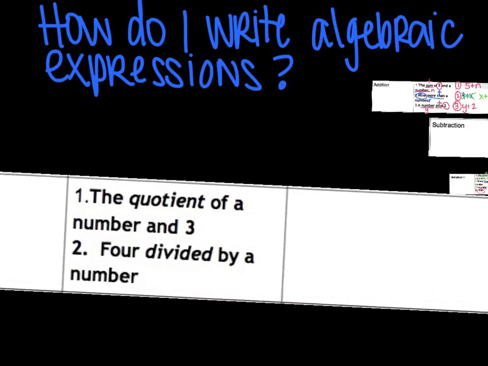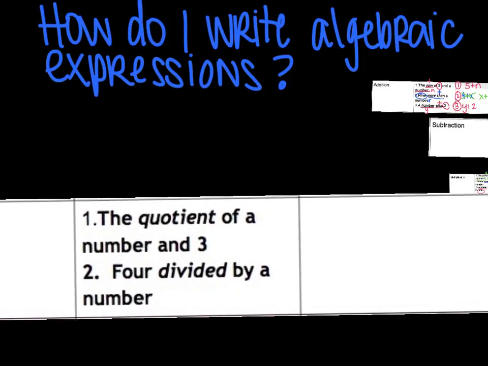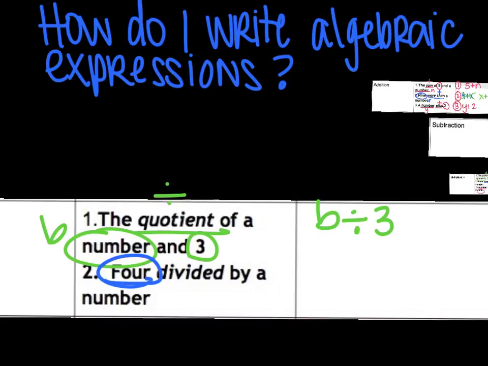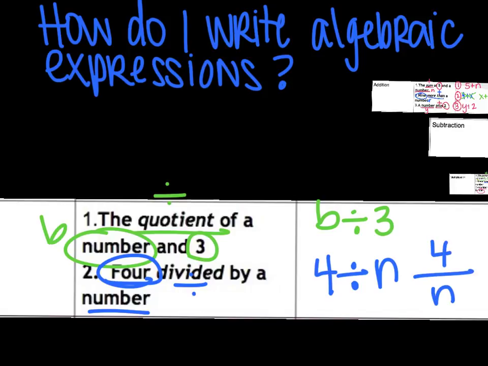And last but not least, division. The quotient of a number and 3, quotient means division. Number, we don't know that, so we just pick a letter. And then 3. So you're dividing b divided by 3. Again, order matters. And then number 2, 4 divided by a number. So this time that's 4 divided by n. Okay, you could also write it like this or slanted. It all means the same thing.